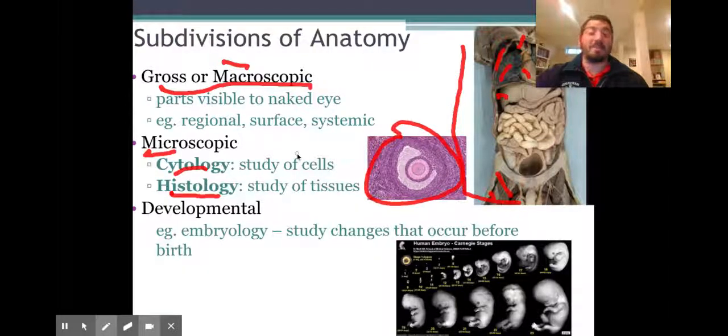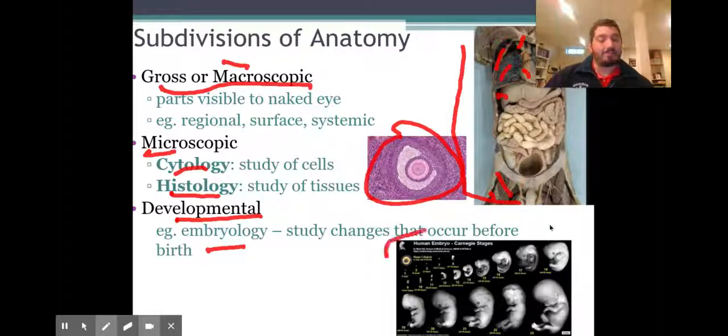And we have a couple basic types of tissues, which we'll talk about in our first couple weeks of class. All right. And our third subdivision of anatomy would be developmental anatomy or embryology. And that's how we study the changes that occur before birth, right? And I love this picture here. I love this graphic that maybe you've seen it before.